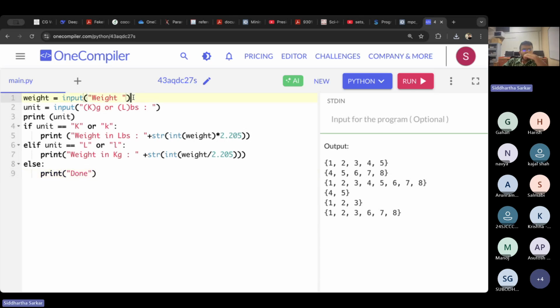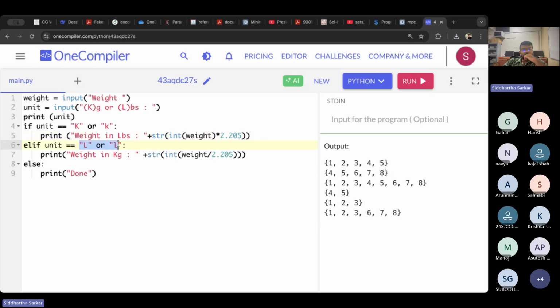So you are taking input and you keep it as weight. You're taking another input, and this should be some character, K or L. Then you are printing what is the unit. Then if the unit is K, then you multiply weight by 2.205, to get it in pounds, basically. Weight in pounds. I see.